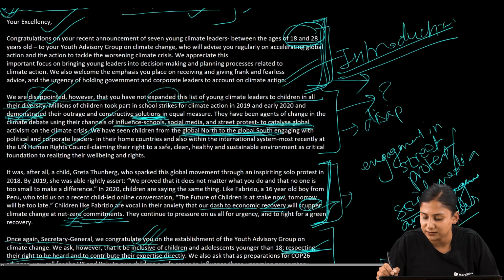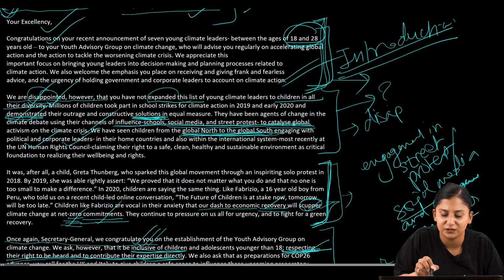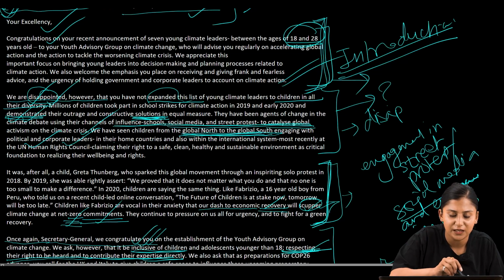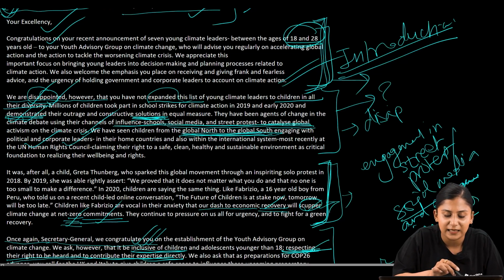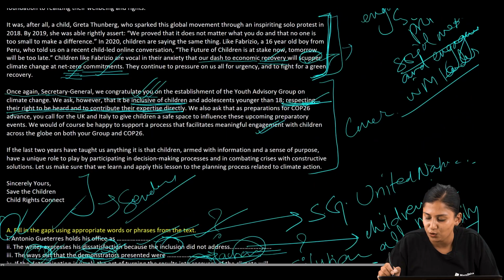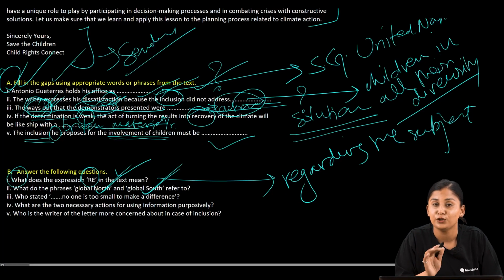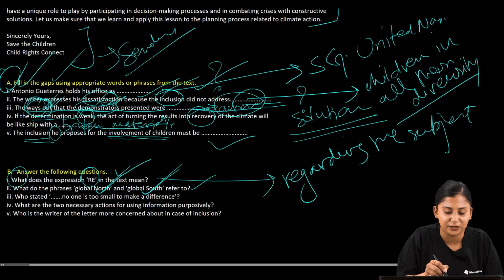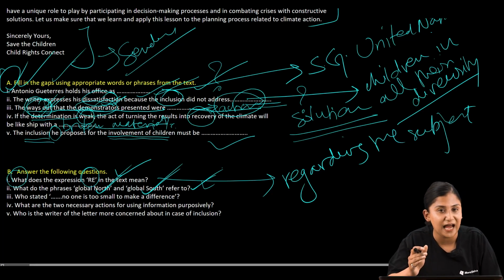So now again let us read the line. We have seen children from the global north to the global south engaging with political and corporate leaders in their home countries and also within the international system, most recently at the UN Human Rights Council, claiming their right to a safe, clean, healthy and sustainable environment. So I guess we are not able to receive any insights related to global north and global south. So this question also falls under the category of inference, because based on your understanding of what global north and global south are, you are supposed to answer.